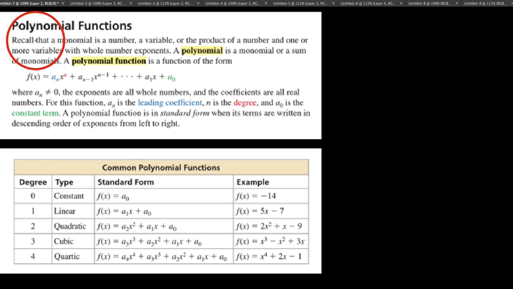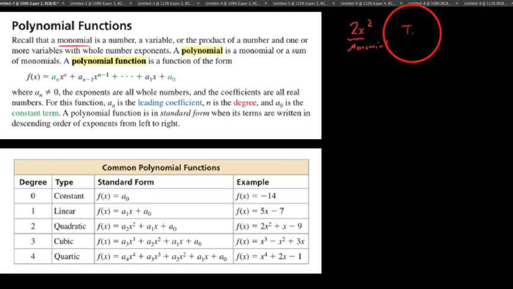We want to recall, first of all, that a monomial is a number, or it could be a variable, or it could be the product of a number and one or more variables with whole number exponents. But we say a monomial is just something like, if I said 2x squared. This is what we refer to as a monomial. And the reason why is just because it just has one term.